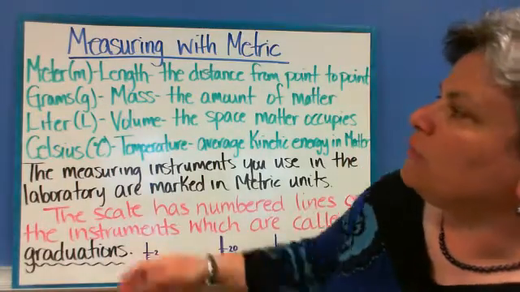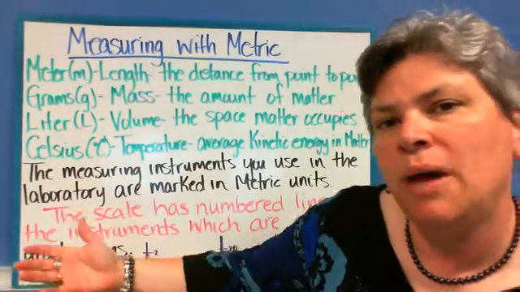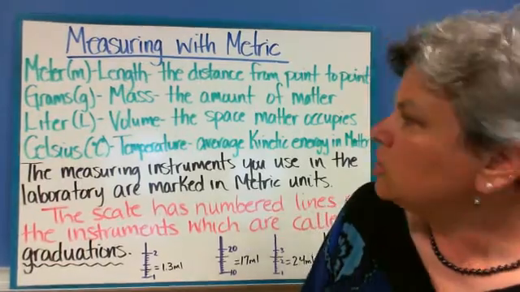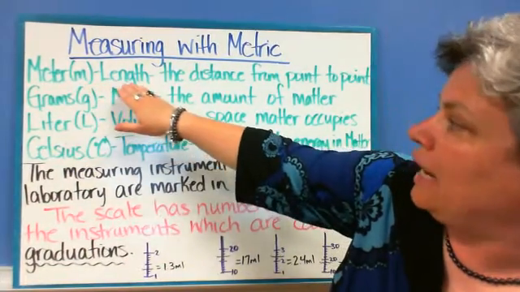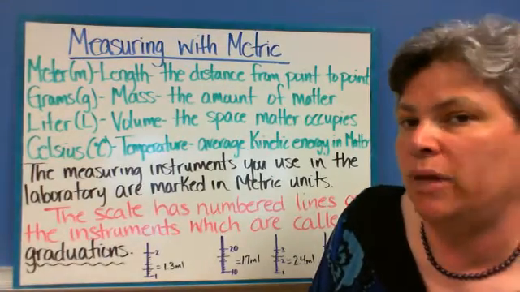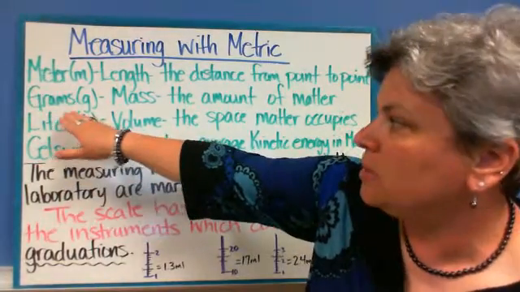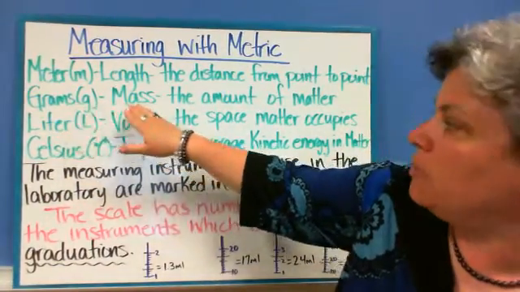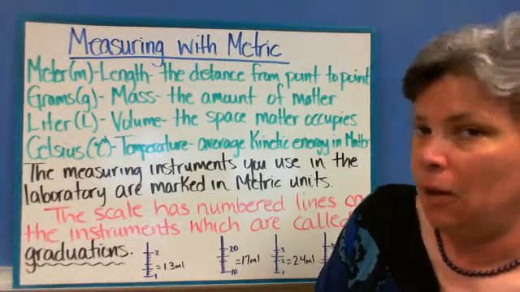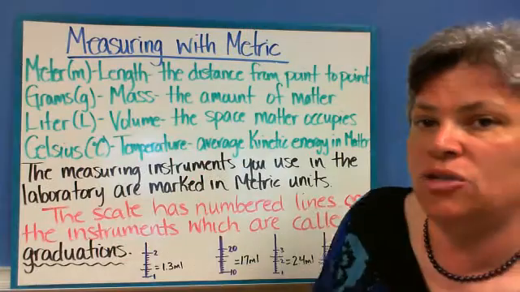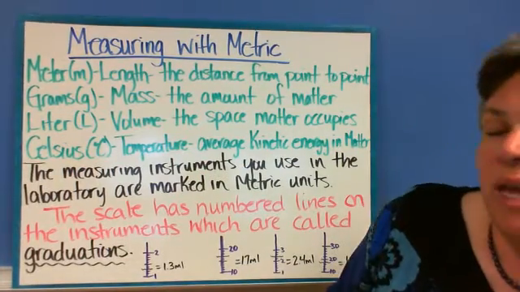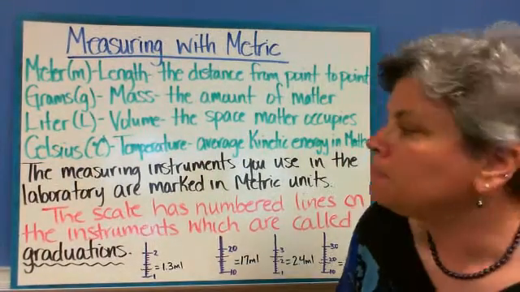So what we need to look at first are some of the units and what we measure when we use those units. So we'll start off with meter, which we use M to measure length, which is the distance from point to point. Grams, or G, we use to measure mass, which is the amount of matter. Liters, or L, we use to measure volume, which is the space that the matter occupies.